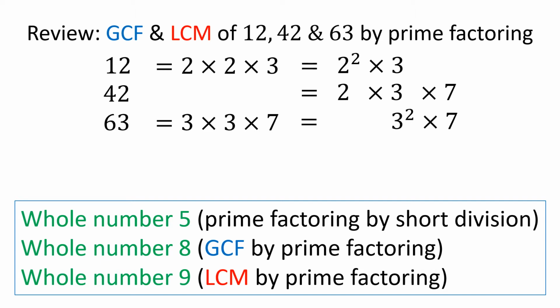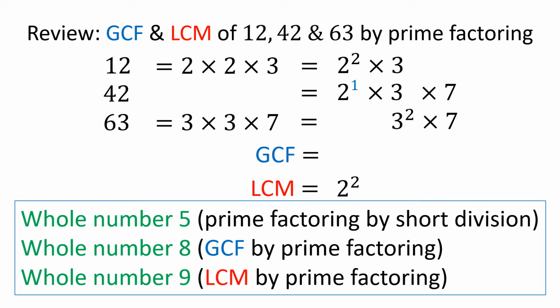Now let's find the GCF and LCM. For prime number 2, 12 has 2 squared, and 42 has 2. 2 has no exponent, but we can place 1 in the exponent. But there is no 2 in 63, so 2 is not for GCF. We choose the largest exponent for LCM, so 2 squared is for LCM.